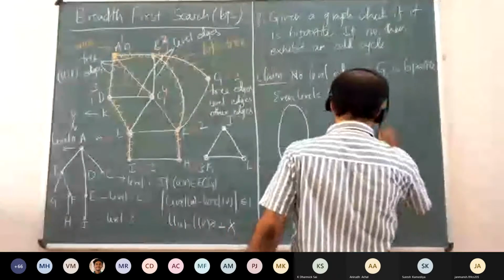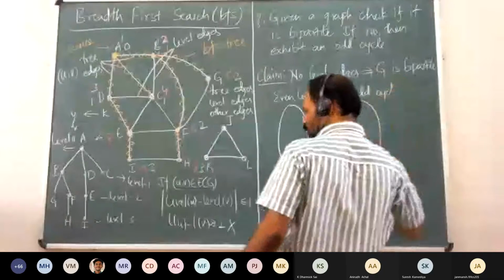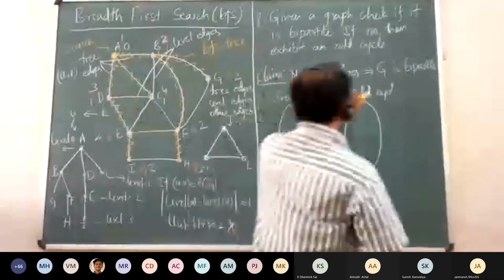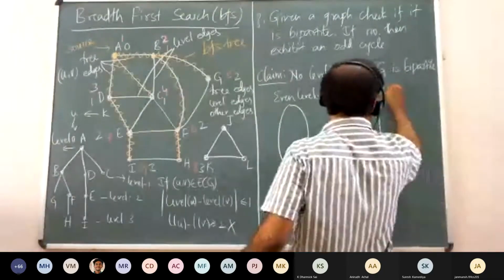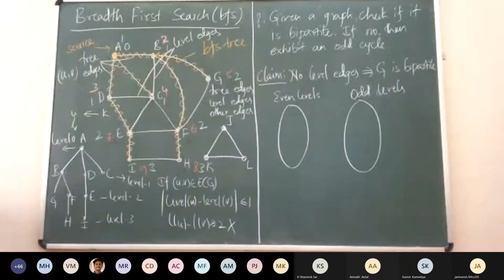So in this set, even levels, and odd levels in the other set. So he is giving us a bipartition. Now we need to check that this bipartition is correct, right?